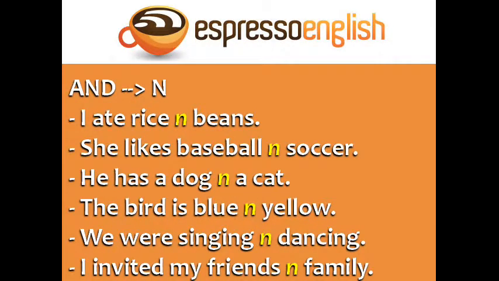The word "and" often becomes "n". I ate rice and beans. She likes baseball and soccer. He has a dog and a cat. The bird is blue and yellow. We were singing and dancing. I invited my friends and family.